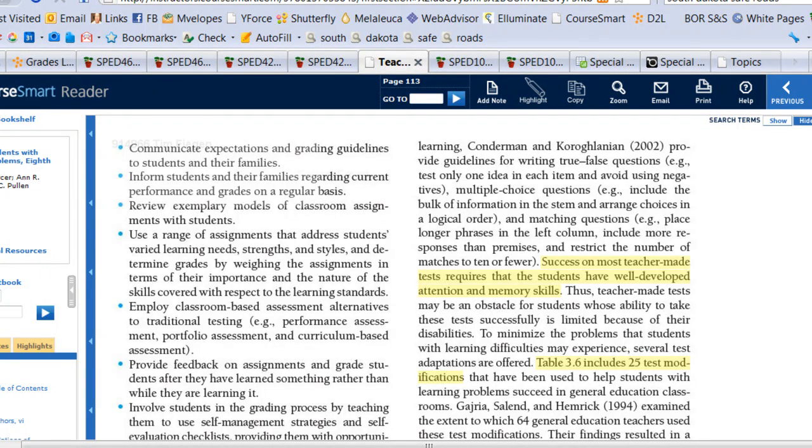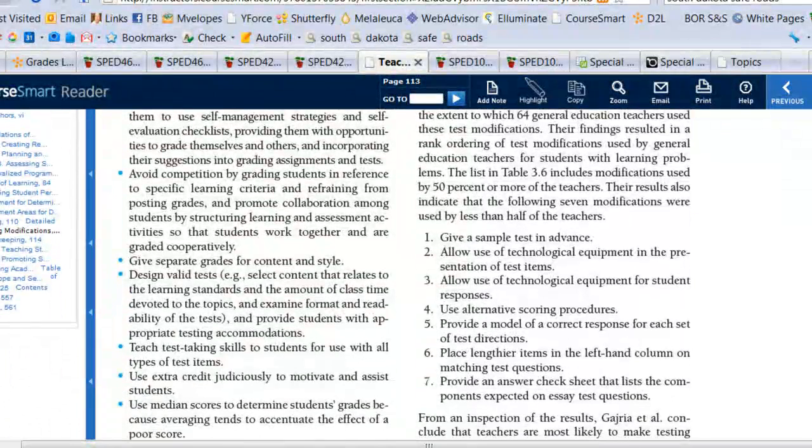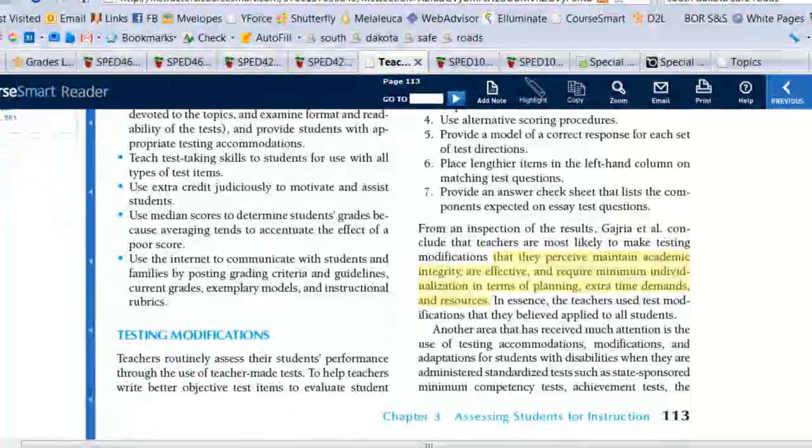So, we have 25 test modifications we'll look at in a second, but here's some other ones. You ever thought of this one? A little advance. Allow use of technological equipment. You can read these too. I'm on page 113. Different test modifications.